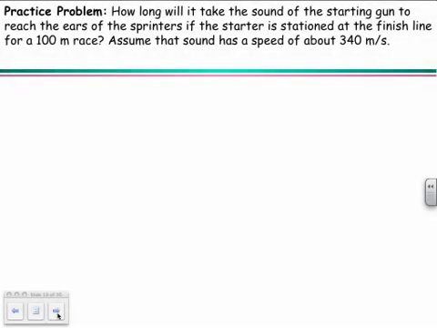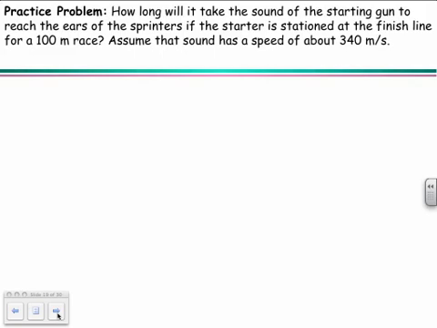How long will it take the sound of a starting gun to reach the ears of the sprinter if the starter is stationed at the finish line for a 100-meter race? We'll assume that the speed of sound is 340 meters per second. It varies depending on temperature, but sound travels about 340 meters a second. Yes, it is going to be 100 divided by 340.